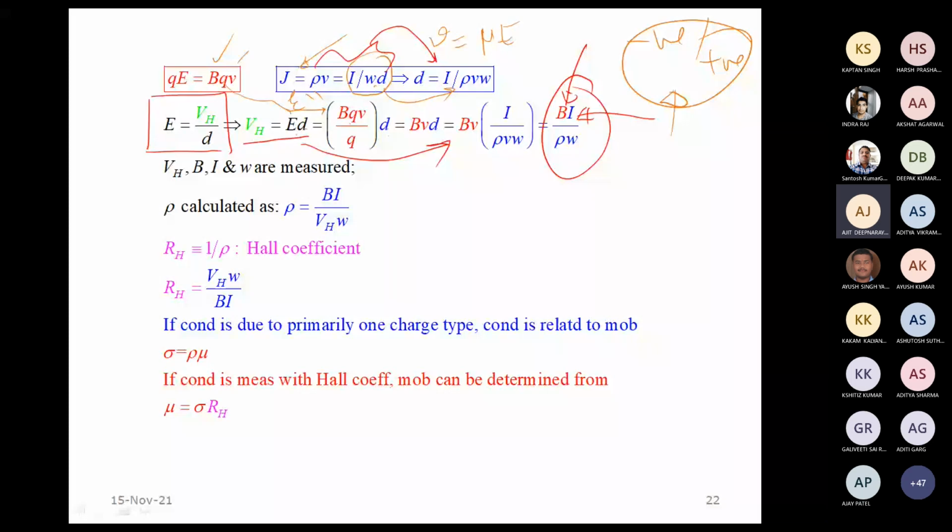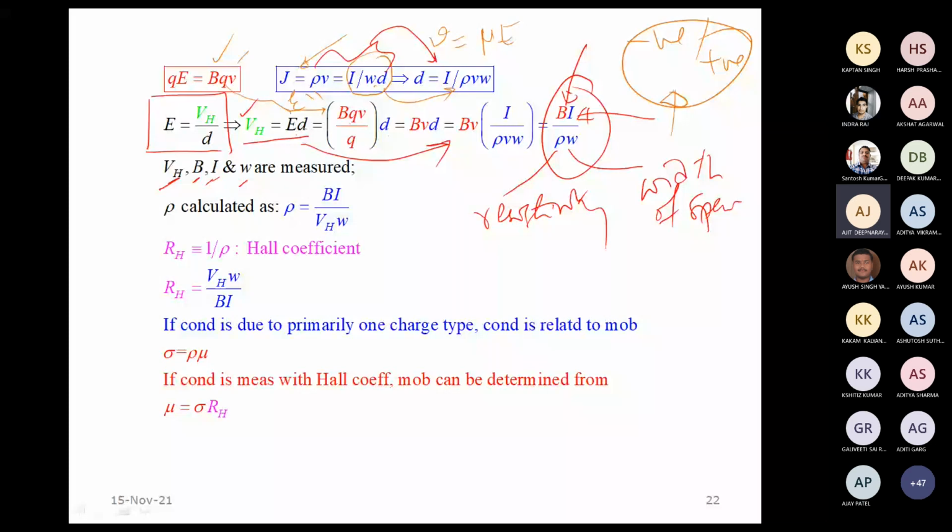Okay, width of specimen, rho is the resistivity, and so actually we can measure the VH. We have the known magnetic strength, known current flowing, and the width of the specimen is known to us. Then from here we can calculate this resistivity.